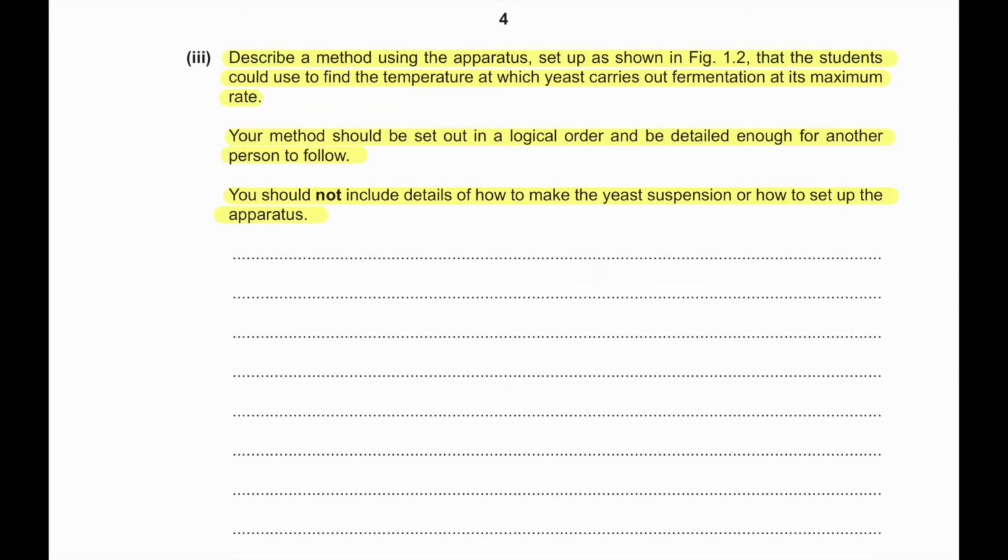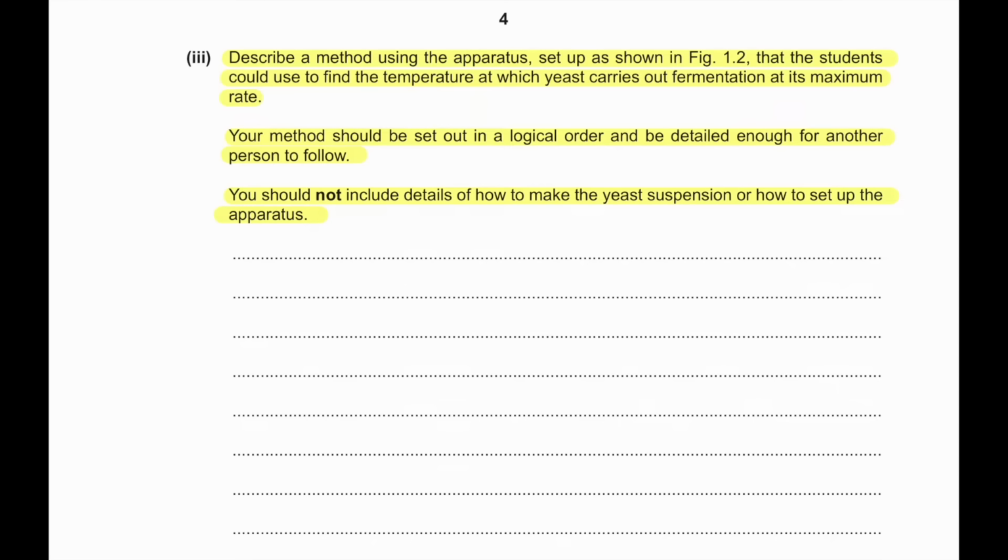This particular experiment is a relatively low risk experiment. However, there is a risk with, for example, dealing with yeast. Some people can be allergic to yeast, so wearing gloves and goggles or mask is important, all right.